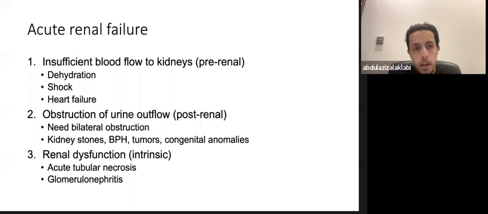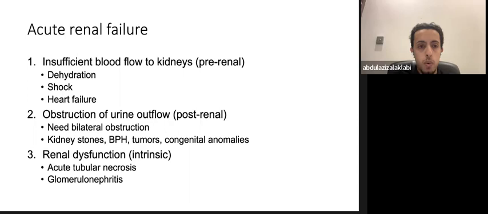Now, as we said previously, we can divide renal failure into three separate categories. The first category is what we call pre-renal. This is before the kidneys, anything that's affecting the blood flow. The definition of pre-renal failure is any singular cause that causes a decrease in blood flow to the kidneys that will cause renal failure. I listed a couple of causes here, such as dehydration, shock, heart failure. All of these cause decreased renal blood flow to the kidneys, and that is what's causing the pre-renal failure.